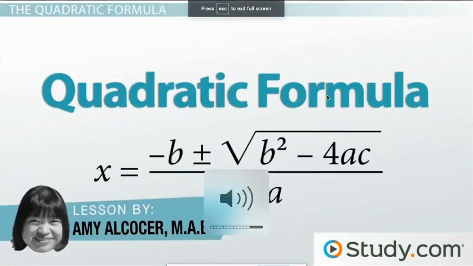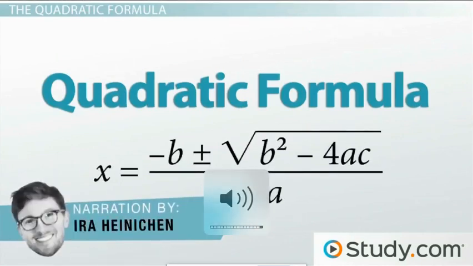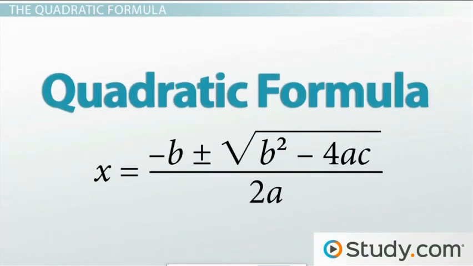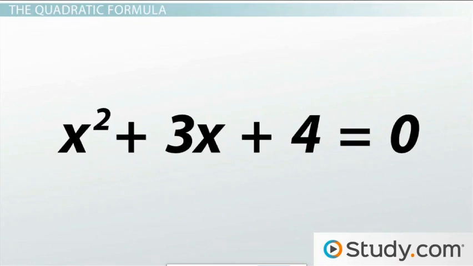This is a famous formula that allows you to solve any type of quadratic equation. A quadratic equation is a second-degree polynomial, which means that its highest exponent is 2. An example of a quadratic equation is x squared plus 3x plus 4 is equal to 0. You can see that the highest exponent is 2.